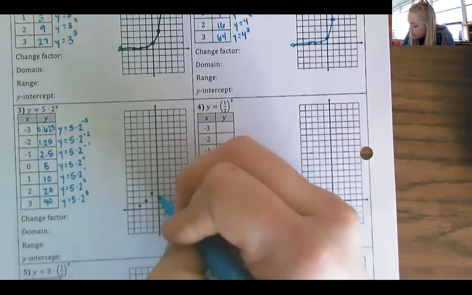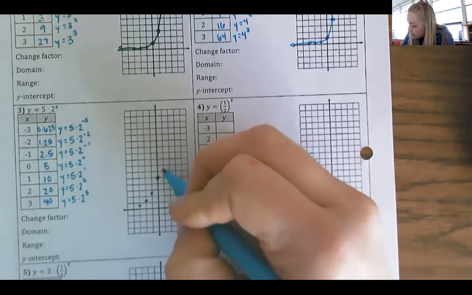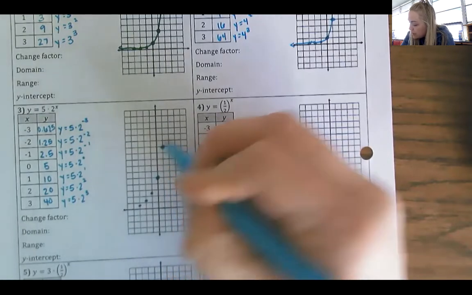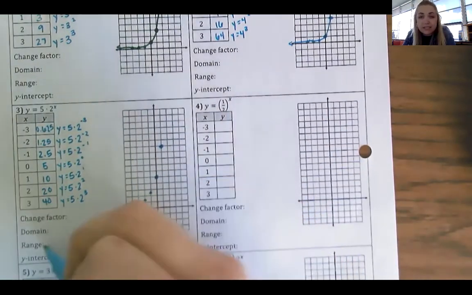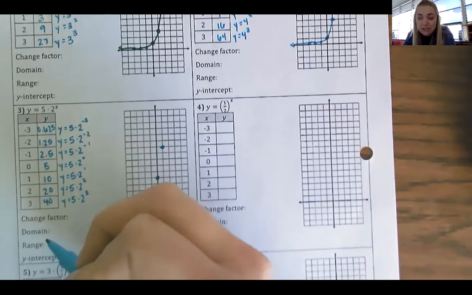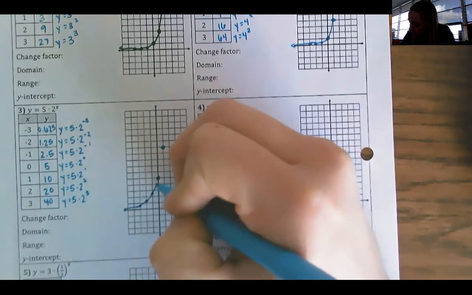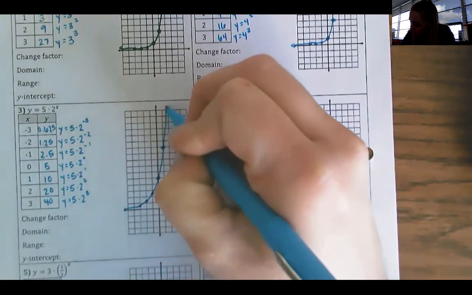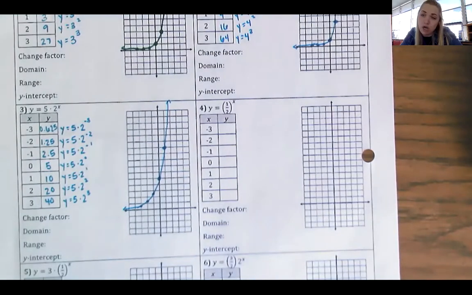0 is up 1, 2, 3, 4, 5. 1 is up to 10. And then I can't fit the 20 on there. You are going to be tempted to make this cross. It is not going to cross. Stop making them cross. It should just get closer and closer to the x-axis, but it's never going to cross the x-axis. We'll talk about that more on days to come. Actually, it might be today.